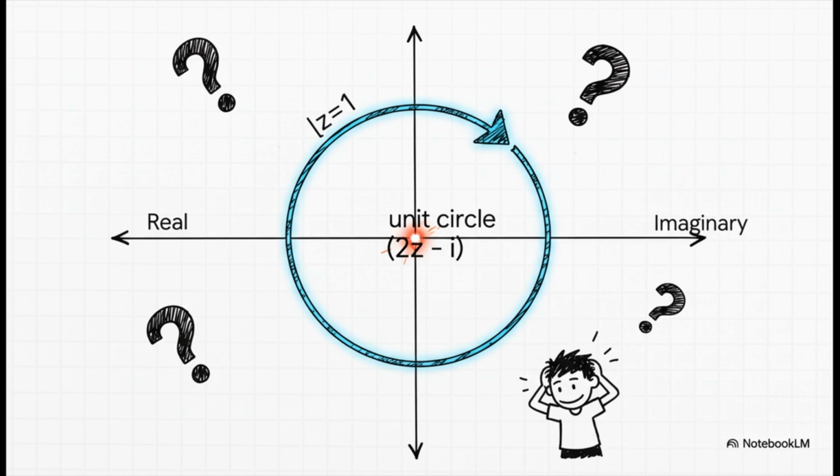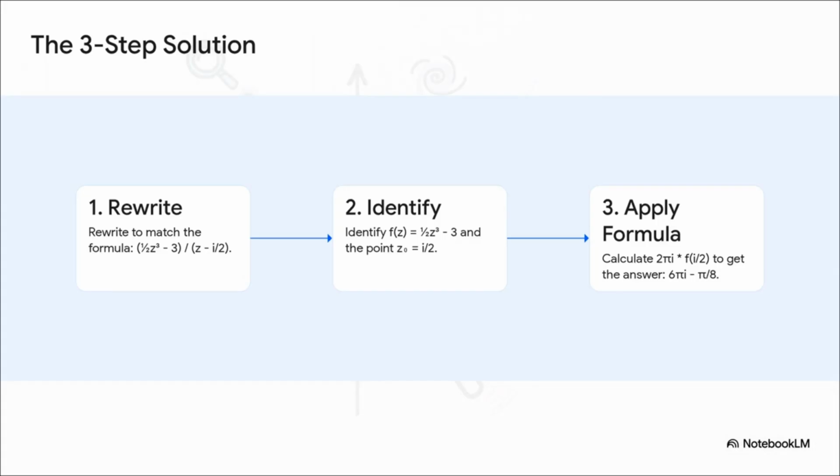Instead, we're going to use Cauchy's formula like it's a simple 3-step recipe. And just watch how easy this is. Step 1, we just need to tweak it a bit so the bottom looks like z minus something. A little bit of algebra, and we see our trouble spot, z naught is i over 2. Step 2, we identify our nice superhero function, f of z. That's just the stuff on top. Step 3, apply the formula. We take 2 pi i and multiply it by our function evaluated at that trouble spot. And that's it. We're done. No integration, no parameterization, nothing. Just plugging in a number.